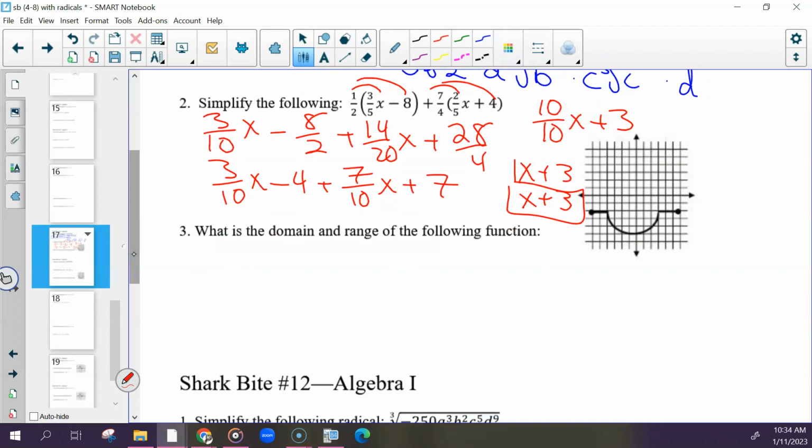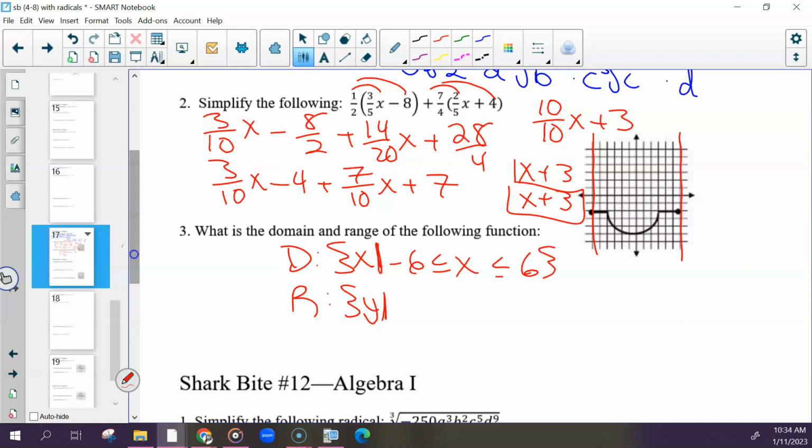For number 3, domain and range, this is something we were just doing. Domain is for this left or for this right. And you would have to write it in your curly brackets, your set builder notation. This starts at -6 and goes, I'm assuming, to positive 6, but 1, 2, 3, 4, 5, 6, 7. So it should be -6 less than or equal to x less than or equal to 6, ending with curly brackets.